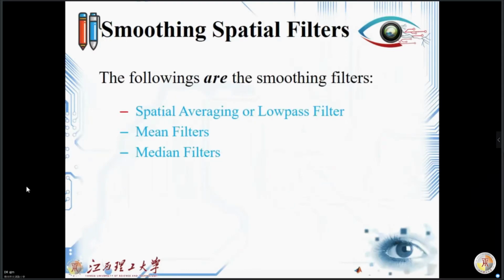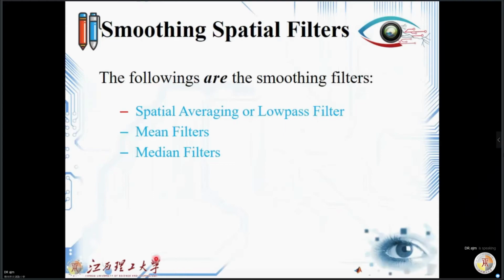There are three types of smoothing filters that we know: the spatial average or low pass filter, the mean filters, and the median filters. All of them will help us to remove the noise and enhance the figure, or in other words, they are going to help us to increase the quality of the data from the image.